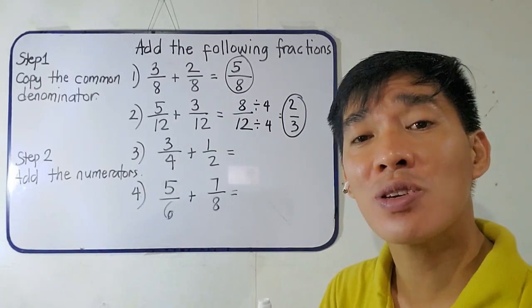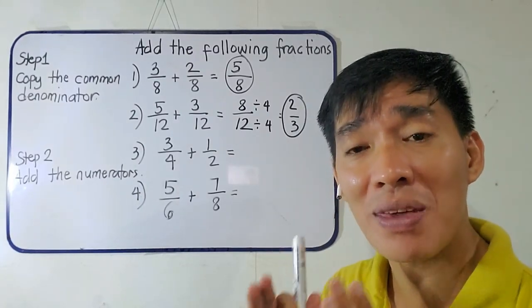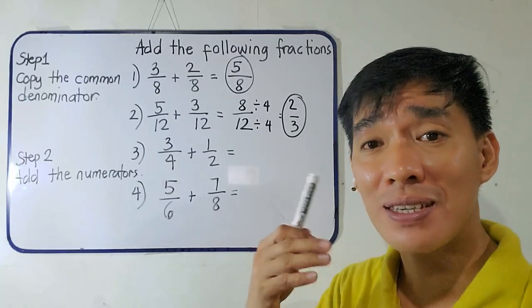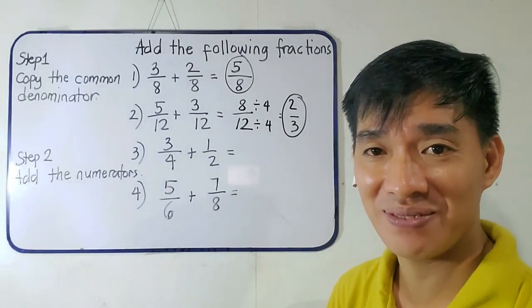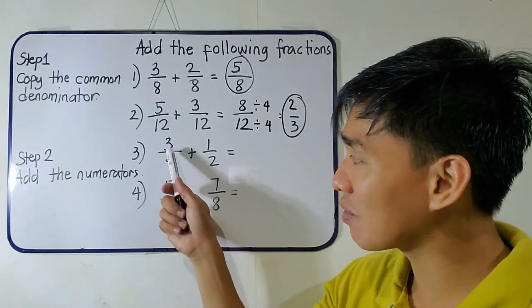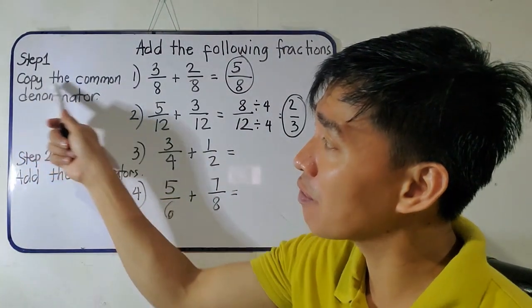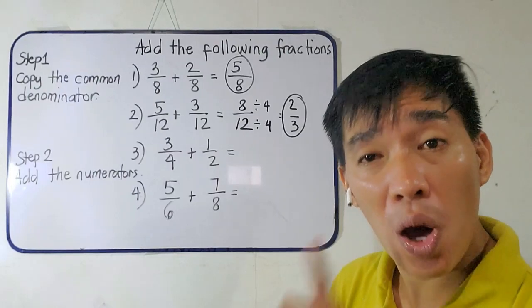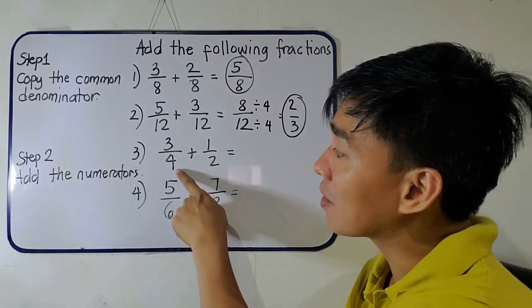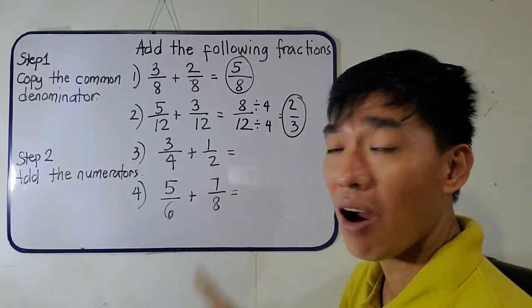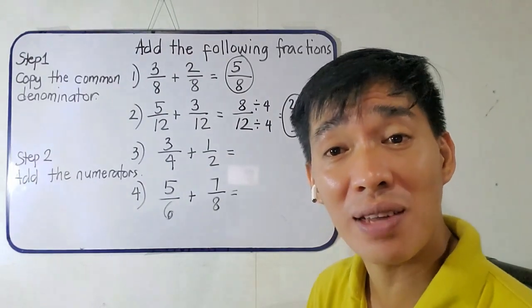However, if our answer is not yet in simplest form, if possible, write them in the simplest form. Next one is 3/4 plus 1/2. So the first question is, do they have a common denominator? Oh, we do have a big problem here because our denominators here are not the same. So they are not common.